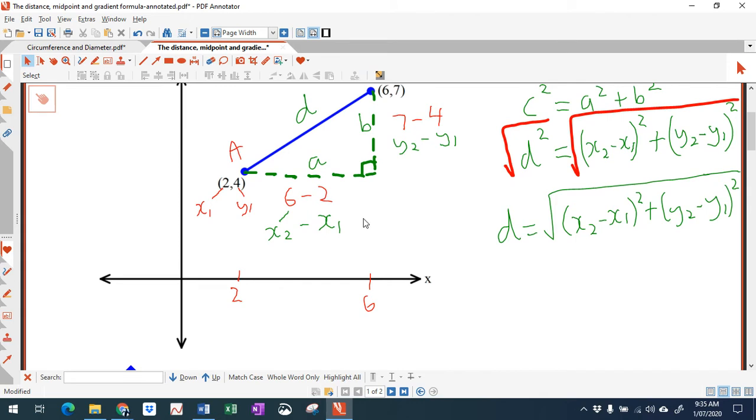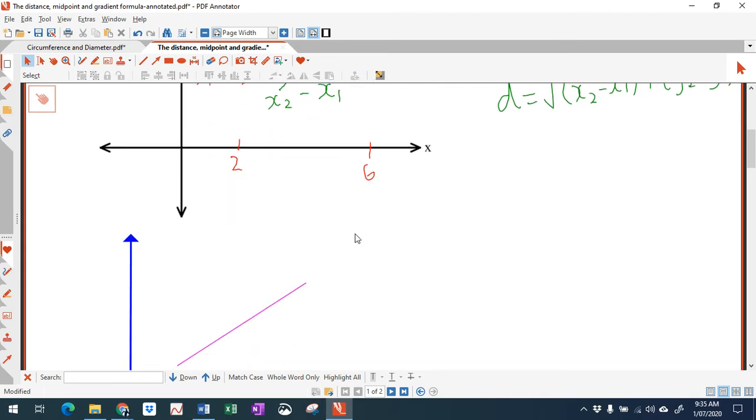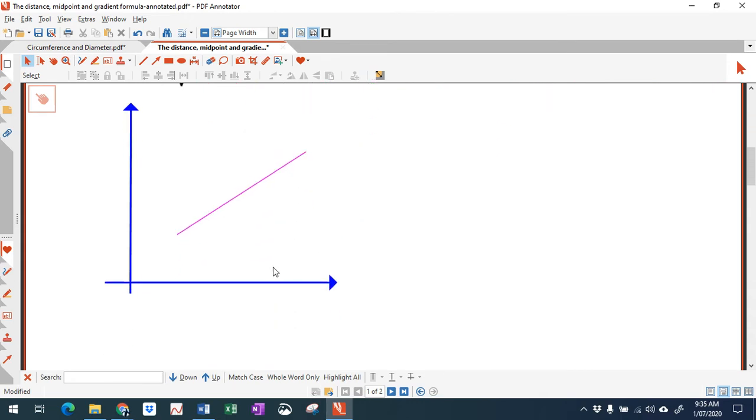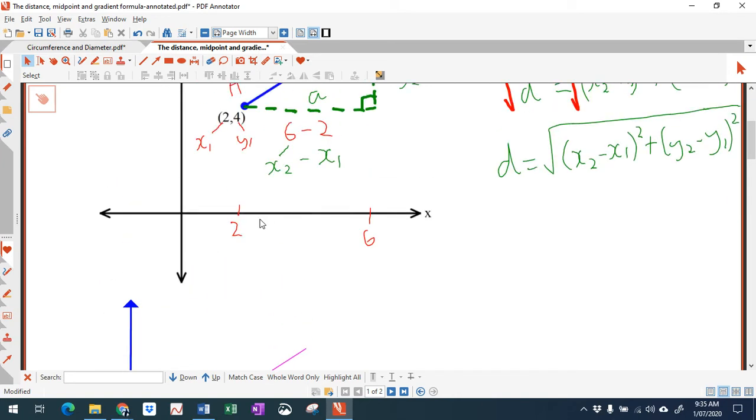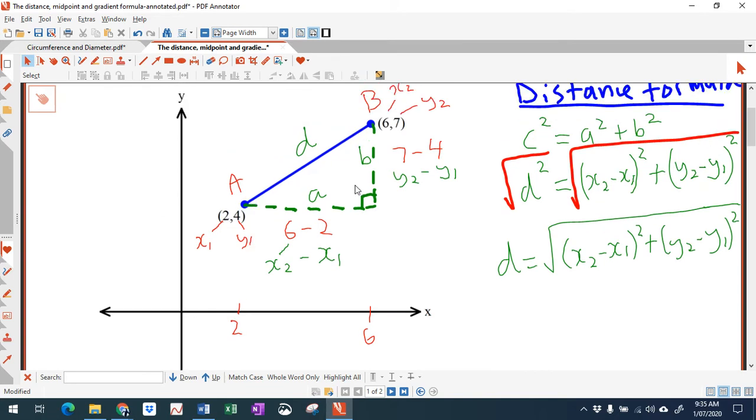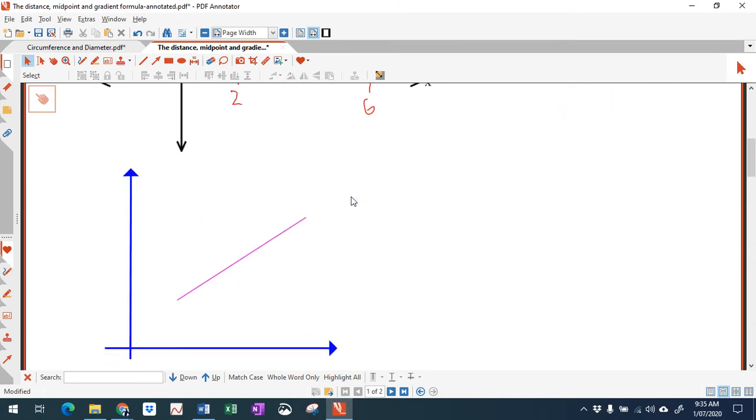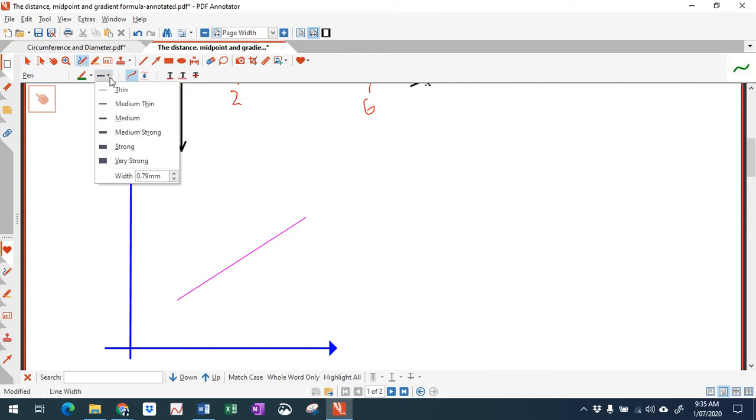Okay, so beneath the diagrams you drew in class, I want you to draw another set of axes, and I want you to draw that pink line there as well. And I want you to put the points 2, 4, and 6, 7 on those points there. Okay, so let's do that now.